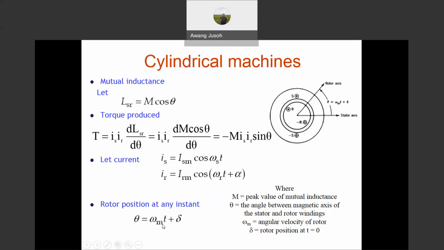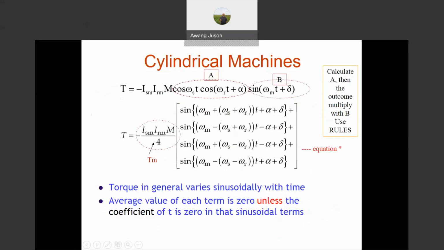So these three different frequencies, we need to differentiate. The first one, omega S, represents the stator frequency. Omega R represents the rotor current frequency. Omega m represents the mechanical rotor speed in radians per second. Okay, if we multiply these, M, IS, IR, and sine theta, then we have this. Torque equals negative IS max, IR max, M, cosine omega S t multiplied by cosine omega R t plus alpha, multiplied by sine of omega m t plus delta, right?